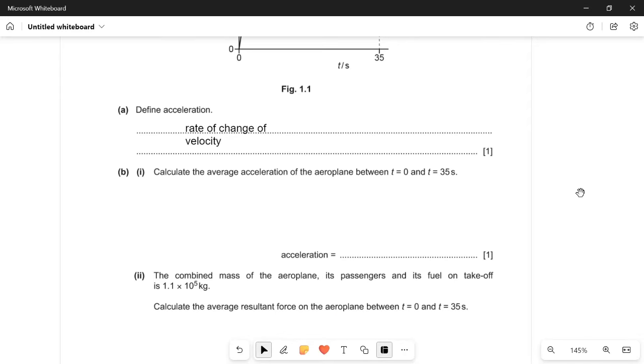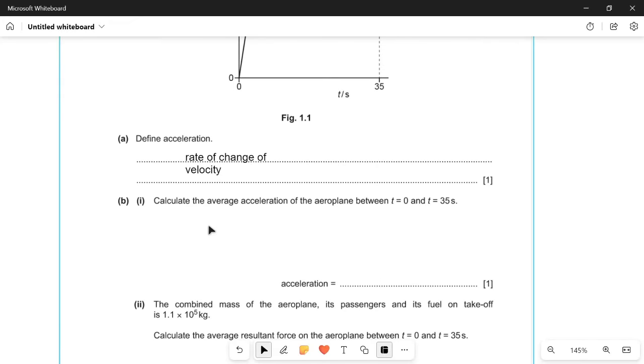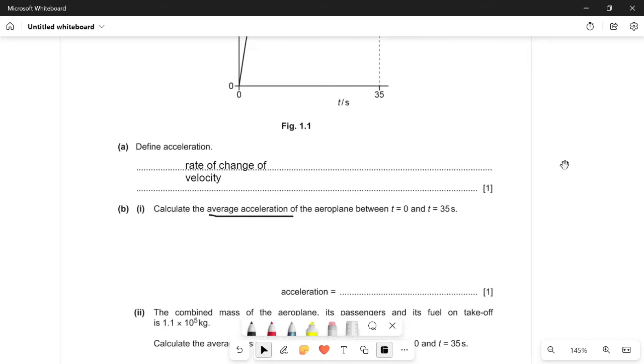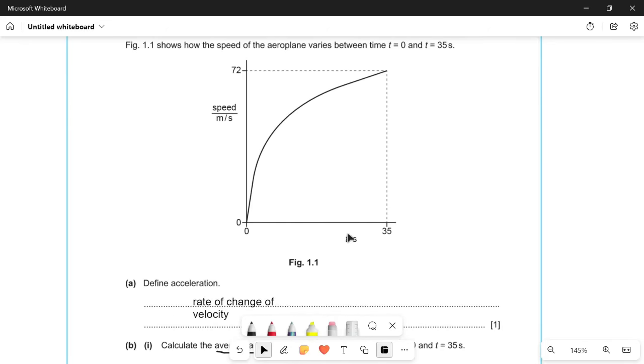The next one, B(i), calculate the average acceleration of the airplane between time equals 0 and time equals 35. So on this question, we're asked the average acceleration. This is a speed time graph, so to find the acceleration, you just have to find the gradient of this line. Since we're asked the average acceleration, we can take the points from either the curved line or the straight line. To make it easiest, we can take this point and this point.